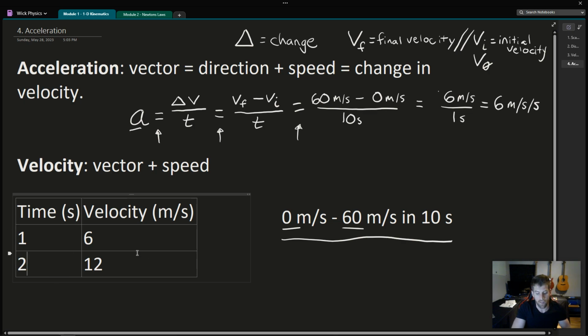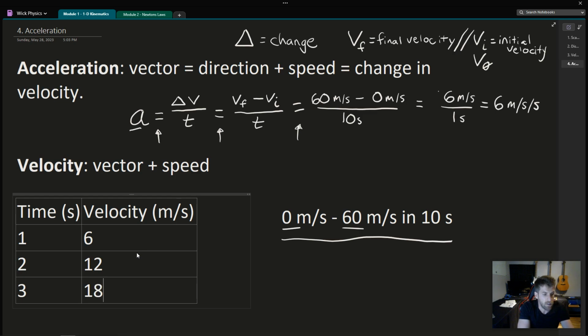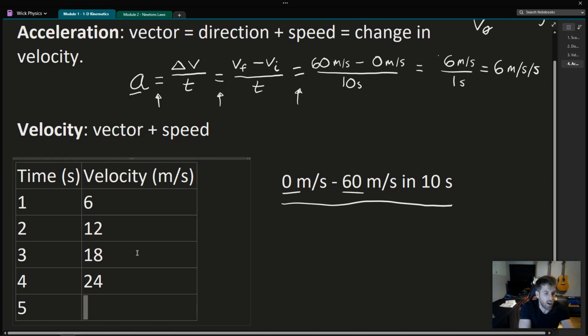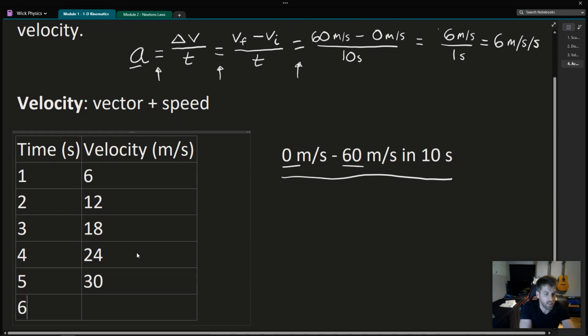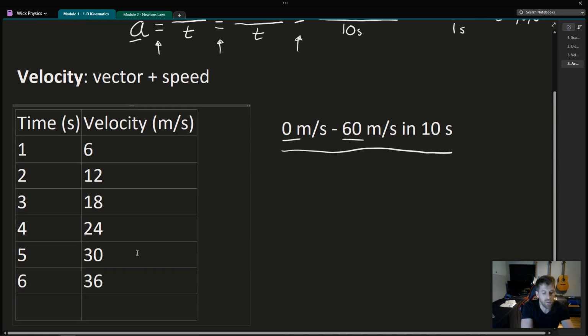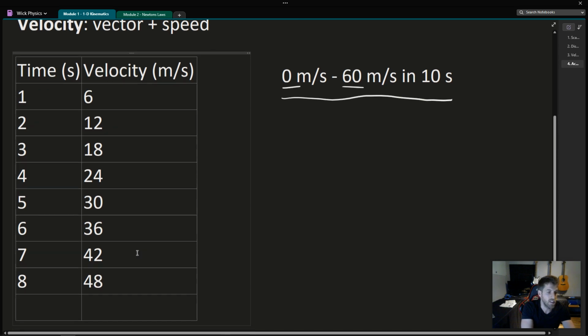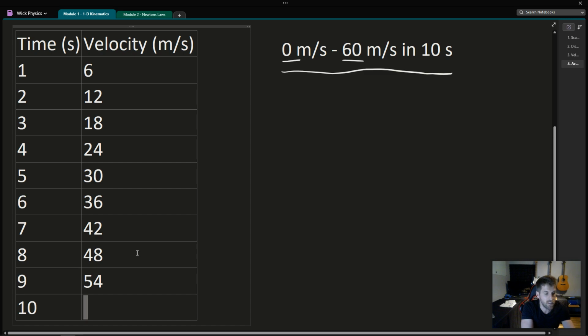This is going to start going off the page a little bit. Okay, at 3 seconds, we're at 18. Okay, so a pattern is starting to form here. At 4 seconds, we're at 24 meters per second. At 5 seconds, we're at 30 meters per second. 6 seconds, we're at 36 meters per second. 7 seconds, we're at 42 meters per second. At 8 seconds, we're at 48. At 9 seconds, we're at 54. And at 10 seconds, we're at 60 meters per second.